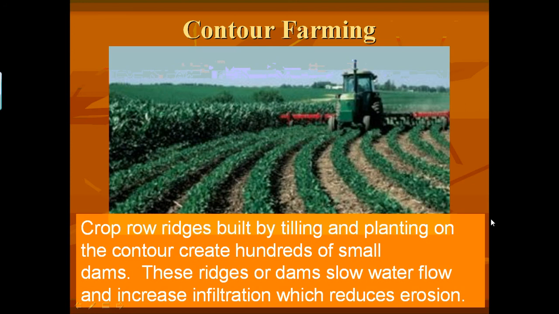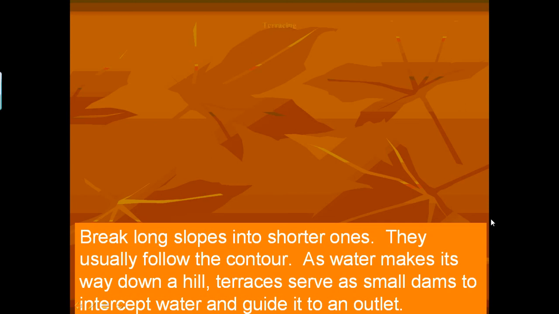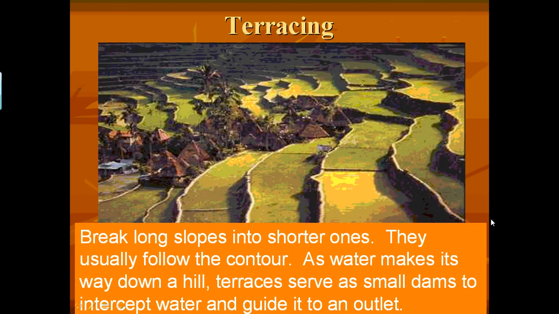The next type we're going to talk about is terracing. Terracing almost looks like cutting stair steps into the side of a hill or the land. It breaks long slopes into shorter ones. They usually follow the contour of the land, the slope or the curvature of the land.